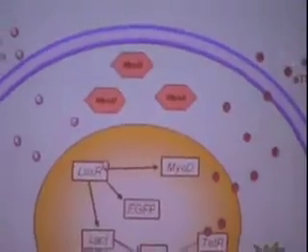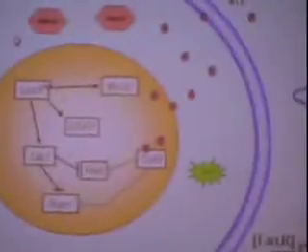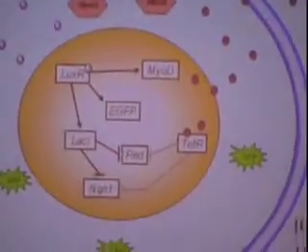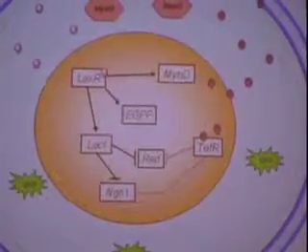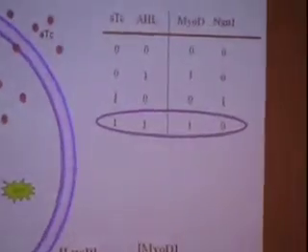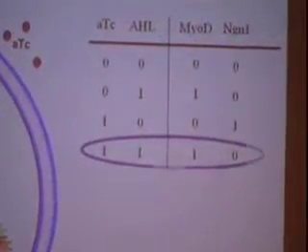When we've turned on the system with ATC, and when these receiver cells are near AHL sender cells, we see that we only get MyoD expression because AHL binds LuxR and drives MyoD expression as well as LacI, and LacI is a repressor of NGN1. So even though TetR is deactivated by the ATC, LacI effectively represses NGN1, and we don't get any of that. We only get MyoD expression.